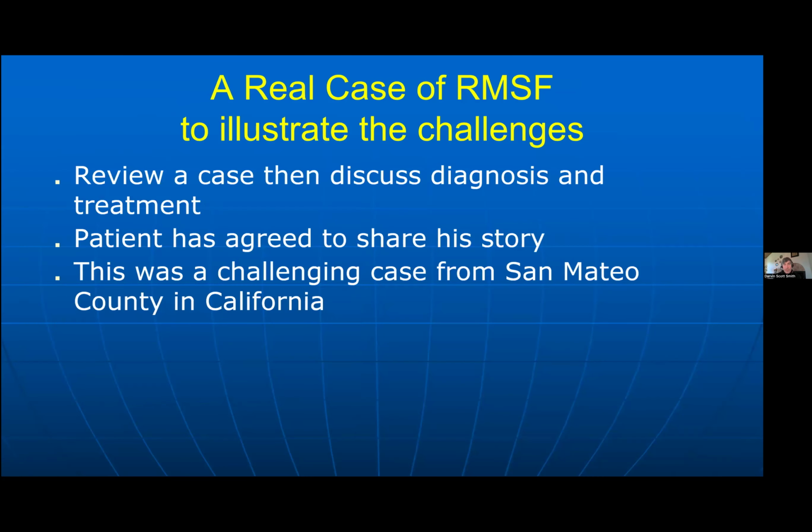So with that in mind, and before going into the diagnostics and the treatments, I just want to present a case that really challenged us in California, where this gentleman presented in San Mateo County. He has agreed to share his story, and it is very challenging for us because obviously it's a rare disease, but with the long list of things that were sent on his blood, we managed to make the diagnosis.